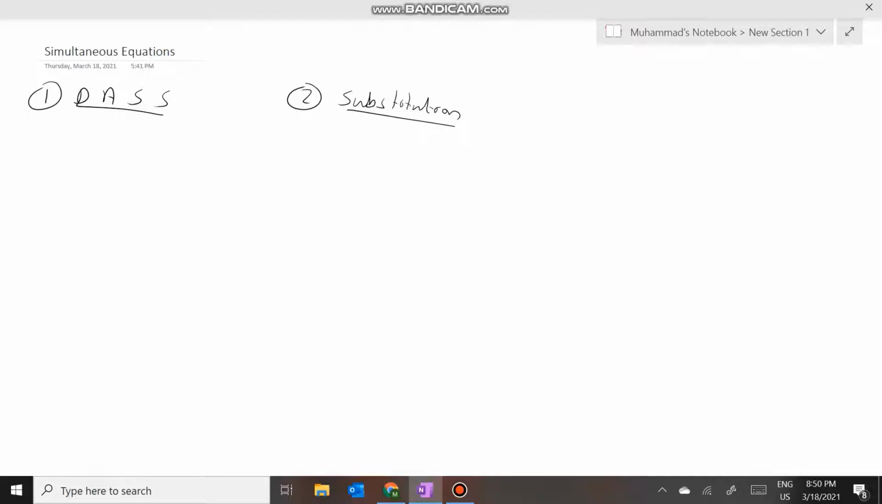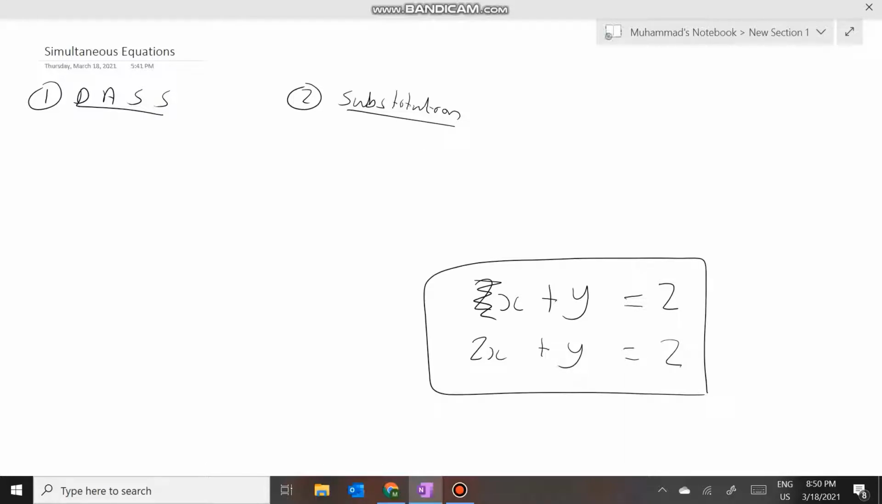Alright, hey guys, today we'll be talking about simultaneous equations, so let's get right into it. So simultaneous equations are any set of two equations, right? I'm just going to make anything up here. Let's change it to x plus y equals 2 and 2x plus y equals 2. These are just random equations I came up with.